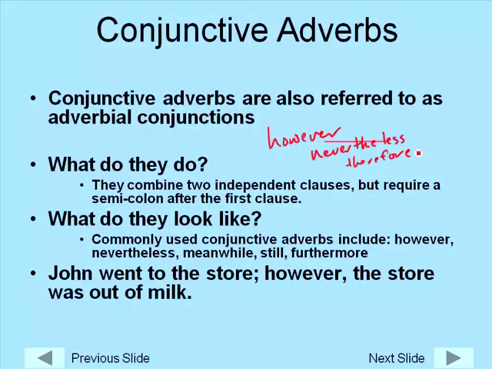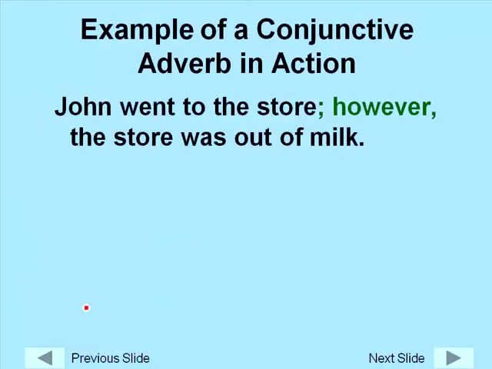And so the example here, if you look at this one down here at the bottom of the screen, John went to the store, semicolon, however, comma, the store was out of milk. So we've got a full sentence, John went, and we have another full sentence, the store was. And there's that same example again. John went to the store, semicolon, however, comma, the store was out of milk.